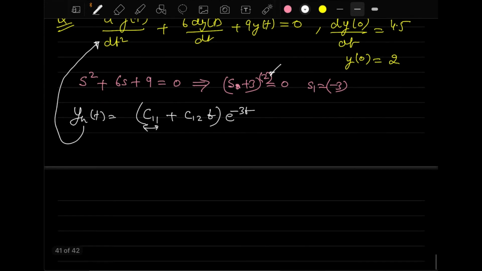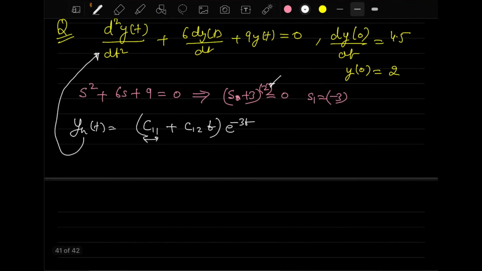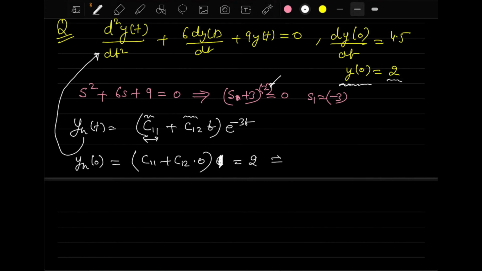Now using these initial conditions, we have to get the values of C11 and C12. So how will we get it? You know that the initial value y(0) is 2 here. So you can substitute t equal to 0 here. That will give you C11 plus C12 times 0, because t is attached to it, and e to the power 0 is 1, and that equals 2. So this straight away gives you a value of C11 as 2.